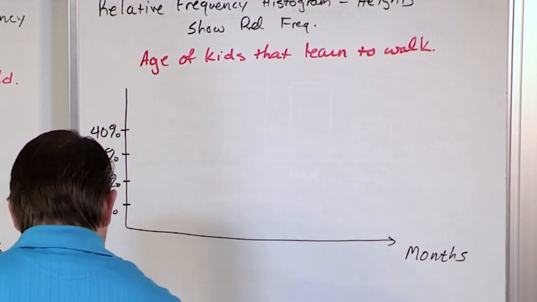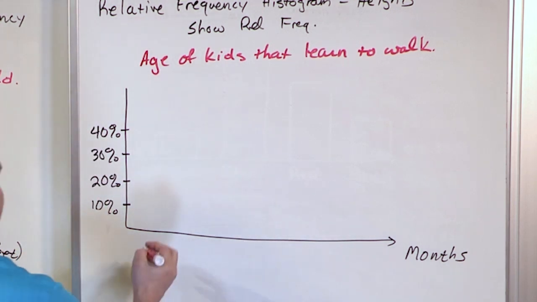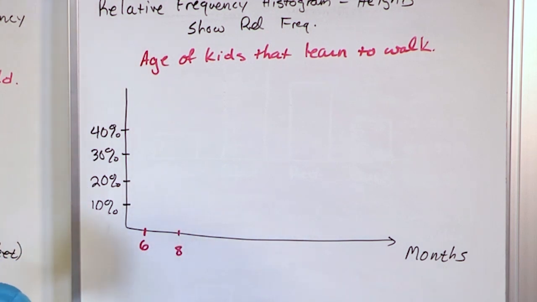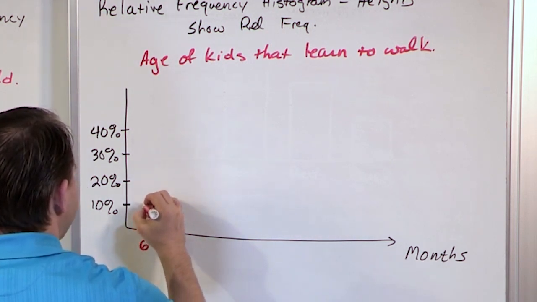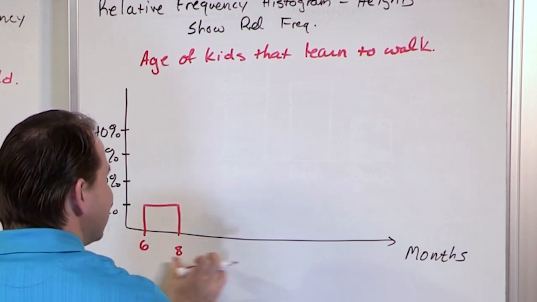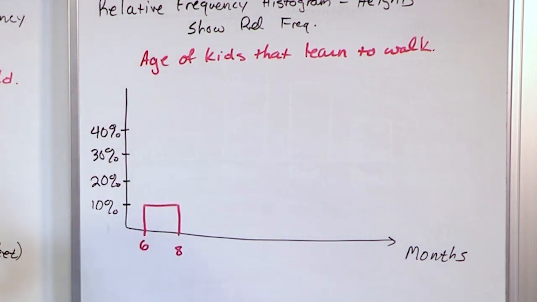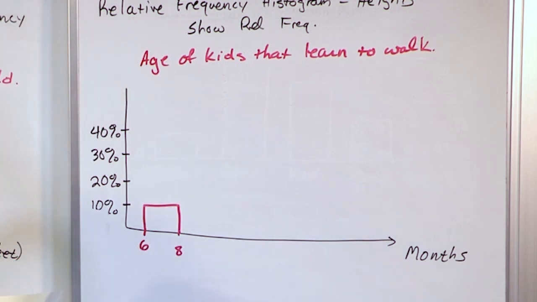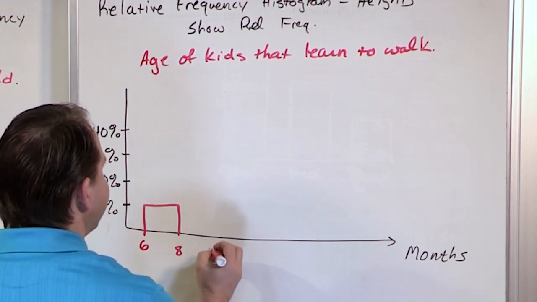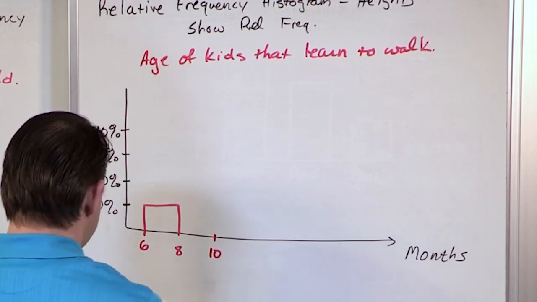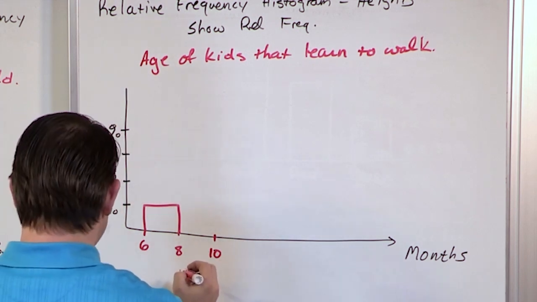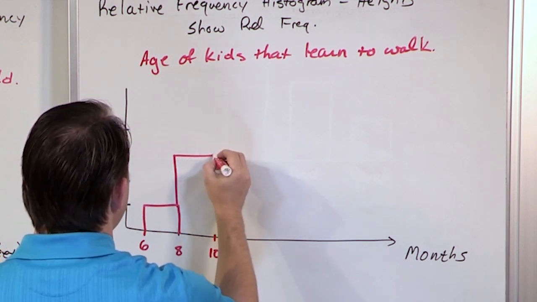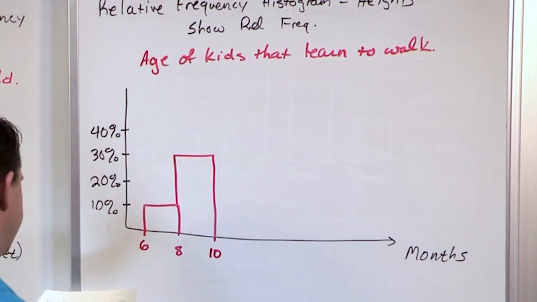So if I were going to do this, then I would say, let's say between the ages of 6 and 8, I get something like 10%. And when I say 6 and 8, it's 6 and 8 months of age. Very rare for a kid to learn how to walk that young, so that's why the bar is so low. But between the ages of 8 and 10 months, it jumps up significantly up to 30%. So here we have 30% like this between that guy there.